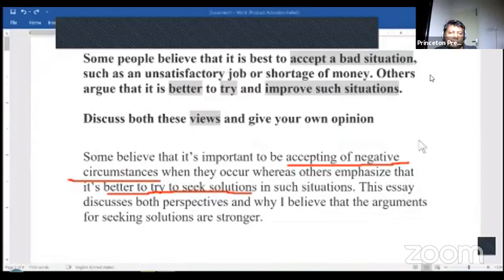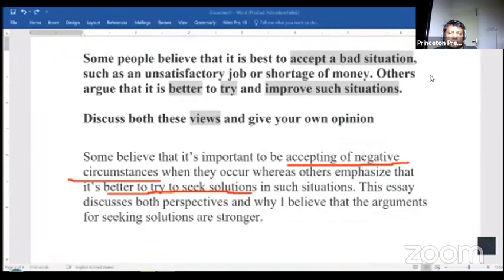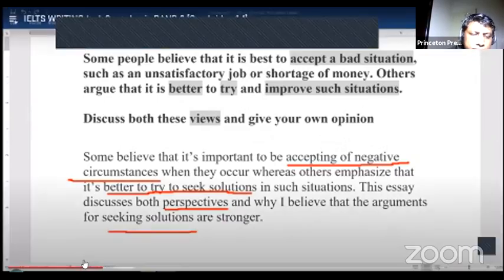Okay, and then I've also paraphrased the question a bit. This essay discusses both perspectives. So sides has become perspectives. And then for the word opinion, well, I just put what my opinion is down here and why I believe that the arguments for seeking solutions are stronger. Okay, and the seeking solutions is actually paraphrasing improve such situations.